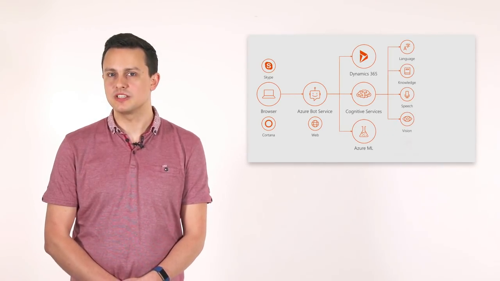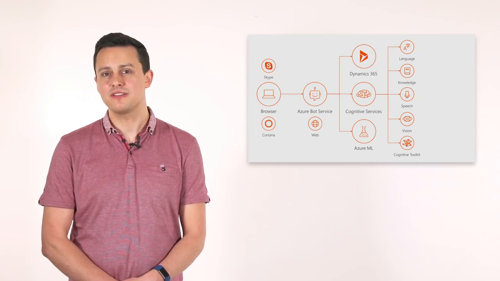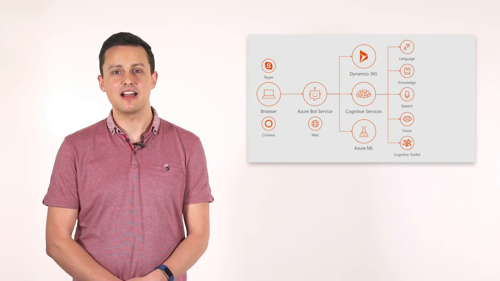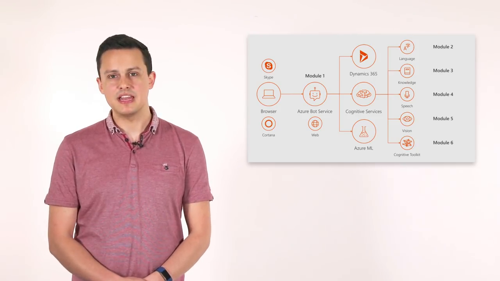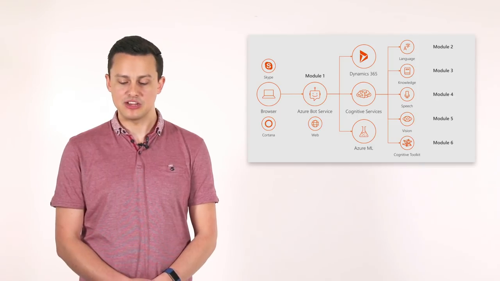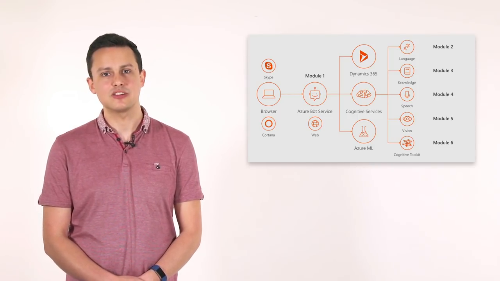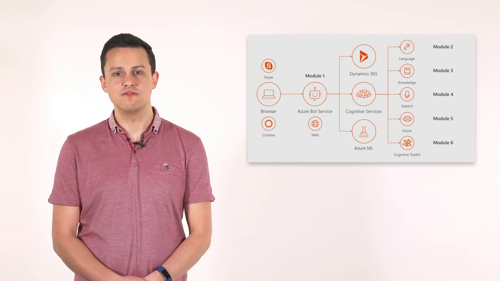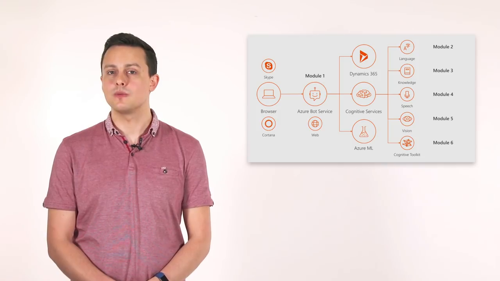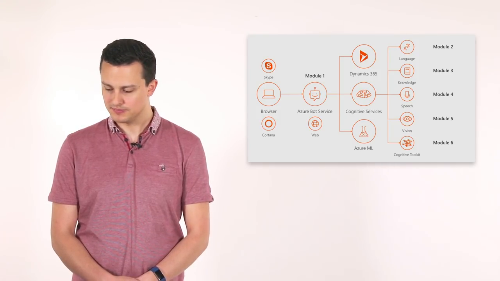The remaining modules in this series are going to be based around the different cognitive capabilities that Microsoft's AI platform offers. We have 6 modules ahead of us. We're going to start by talking about the Azure Bot Framework. We're going to then move on to talking about how we work with natural language, then knowledge, followed by speech, vision, and then finally we're going to talk about neural networks and the Microsoft Cognitive Toolkit.